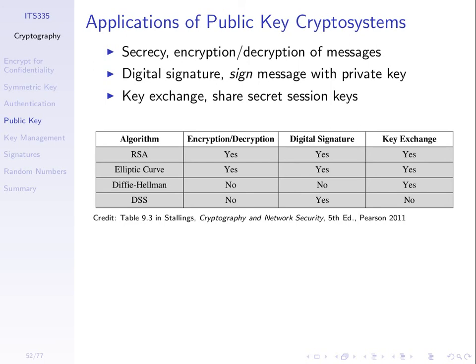There are different algorithms available. RSA is a very popular one, but there are others. There's the concept of elliptic curve cryptography, which uses some different mathematics. Diffie-Hellman is an algorithm for exchanging keys. There's a digital signature standard for signing documents. We'll see them come up later.